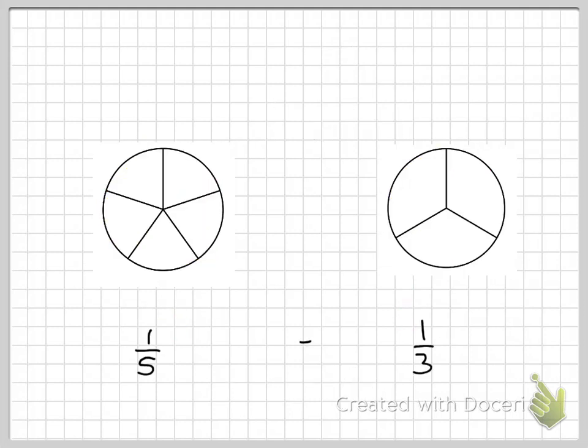Here we have 1/5, so one of these slices is shaded, and then minus 1/3, so one of these slices is shaded. Let's make a prediction about whether our answer is going to be positive or negative. If I look at the size, which of these pie slices is bigger and which one is smaller? It looks to me like this one is smaller and this one is larger. So if I have a smaller number and I'm subtracting off a larger number, I'm probably going to end up with a negative number.